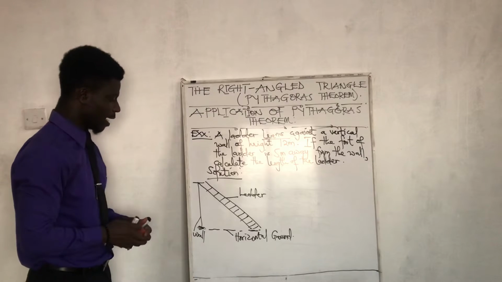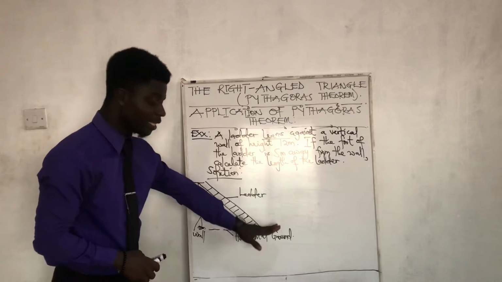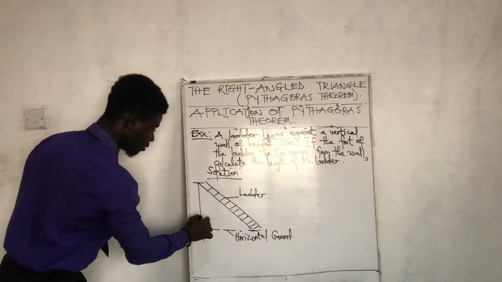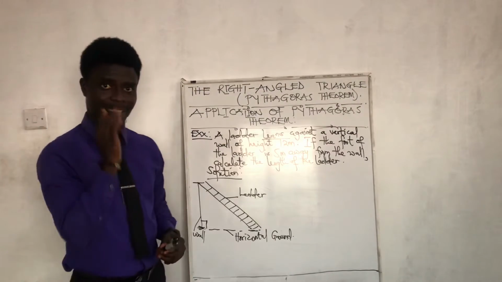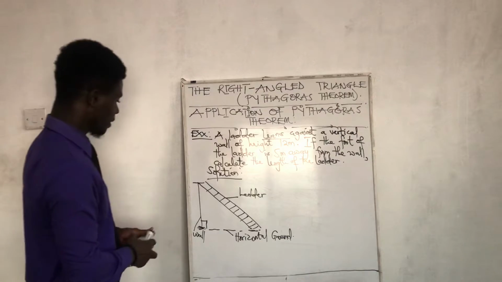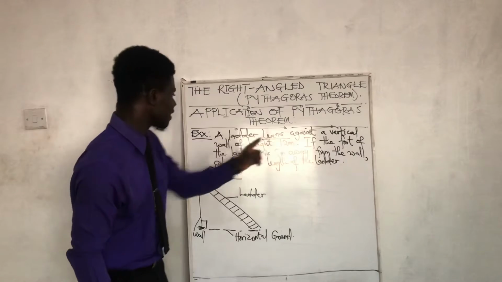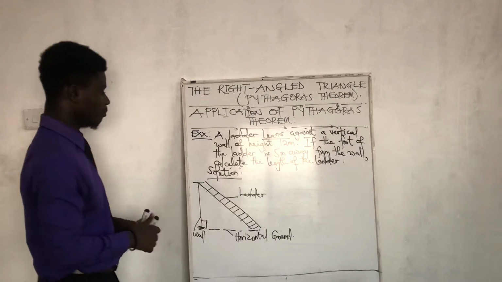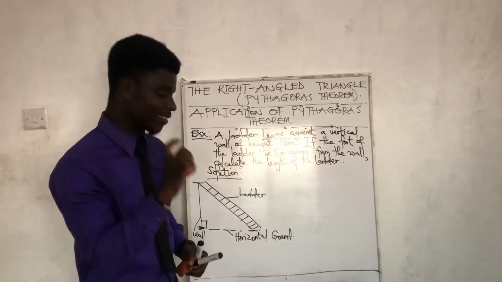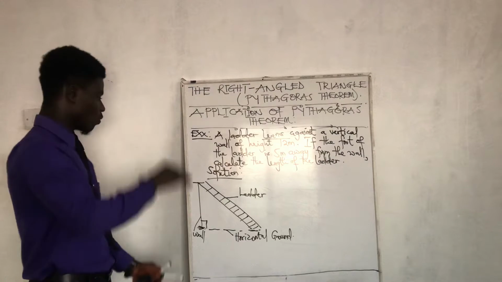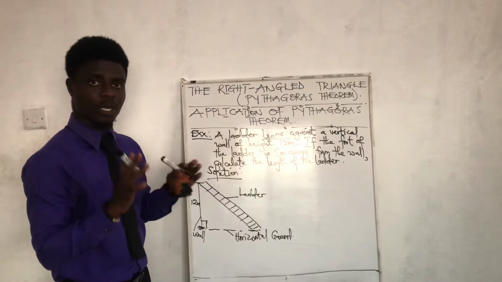So we can see that the wall is perpendicular towards the horizontal ground, which is 90 degrees. When you hear perpendicular, it means 90 degrees. Alright. So now, a ladder leans against a vertical wall of height 12 meters. So it means that the length of this wall is 12 meters.